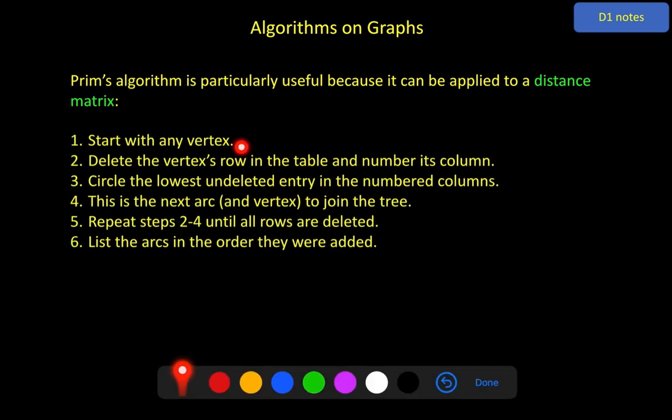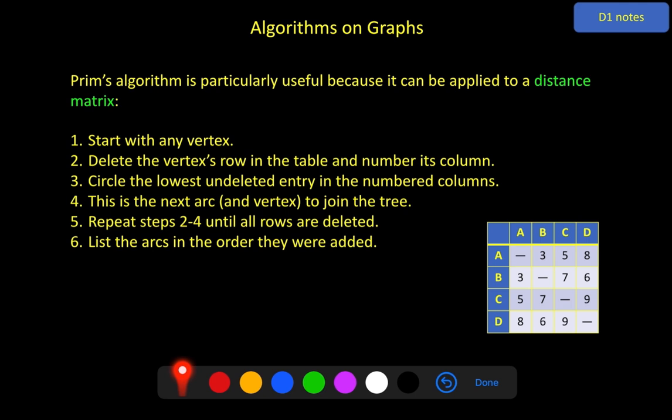You start with any vertex, as before, then you delete the vertex's row in the table and number its column. What you're doing there is making sure that no other vertex later gets you back to one you've already got in your tree. Then you circle the lowest undeleted entry in the numbered columns, so you're only using columns from vertices in your tree and extending it to a new one. That's the next arc and therefore the next vertex to join the tree, so keep a note of that. Repeat until all the rows are deleted, i.e. all the vertices are in the tree, and finally list the arcs in the order they were added as before.